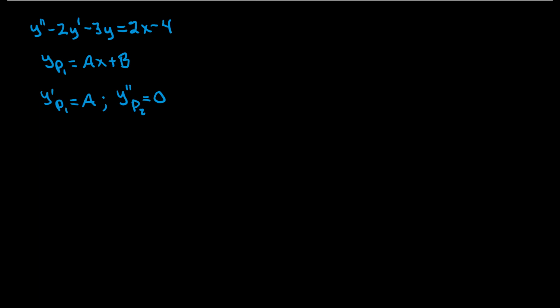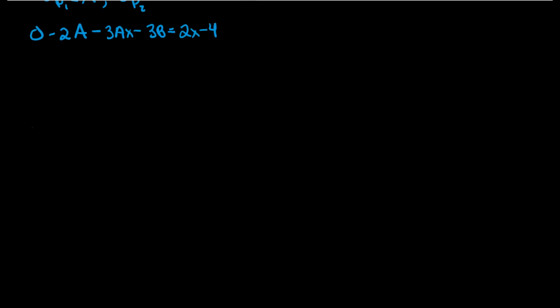I can now take my trial solution, the derivative of the trial solution, and the second derivative of the trial solution, and substitute those into the equation. It's in the upper left-hand corner of the screen. Second derivative is 0, minus 2 times the first derivative, which is a, minus 3 times the trial solution. It's going to be minus 2a minus 3ax minus 3b, and this is going to be equal to 2x minus 4.